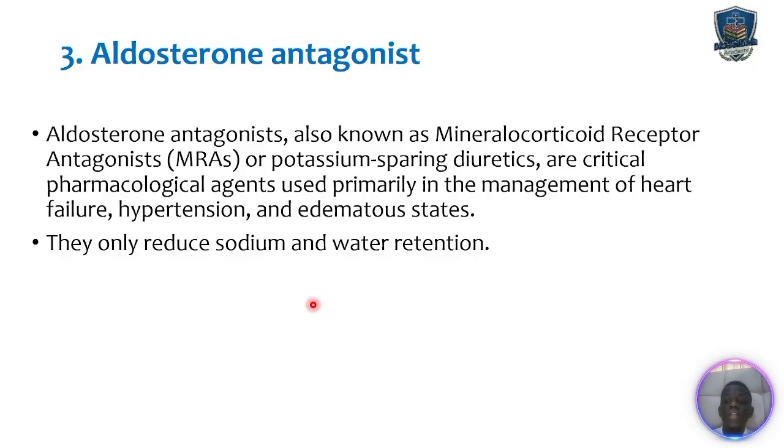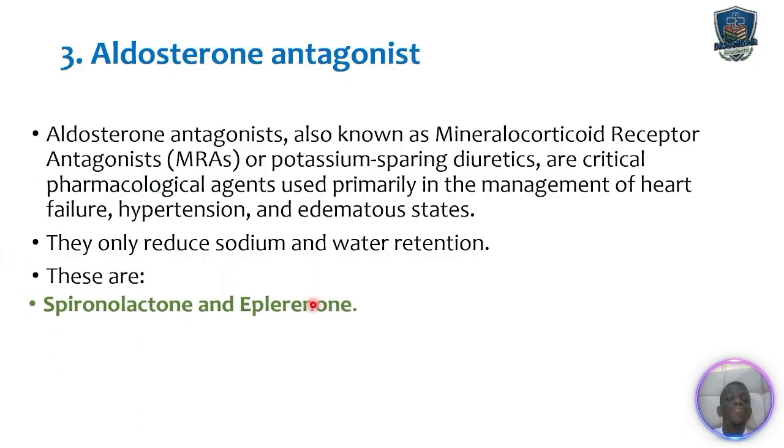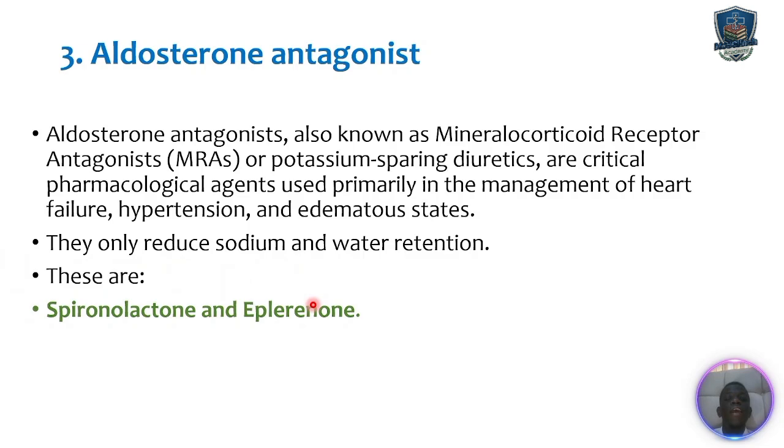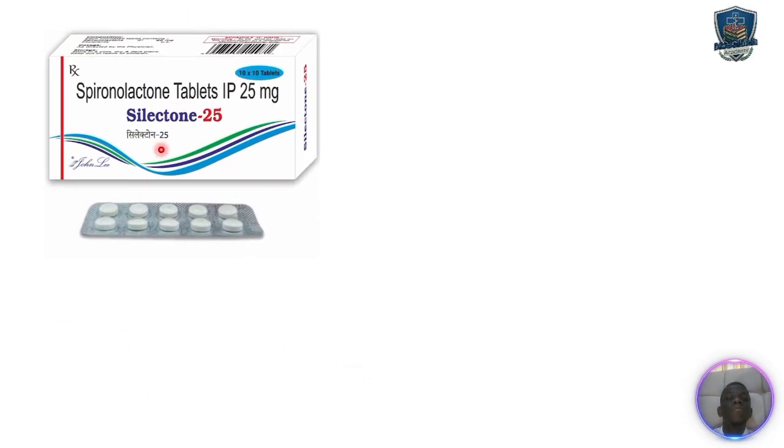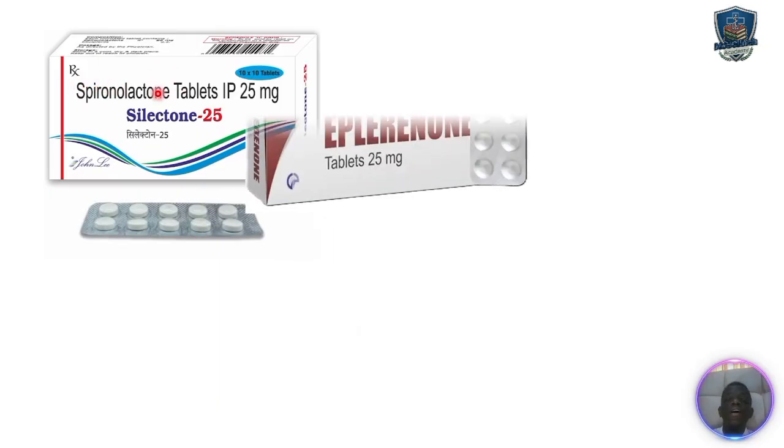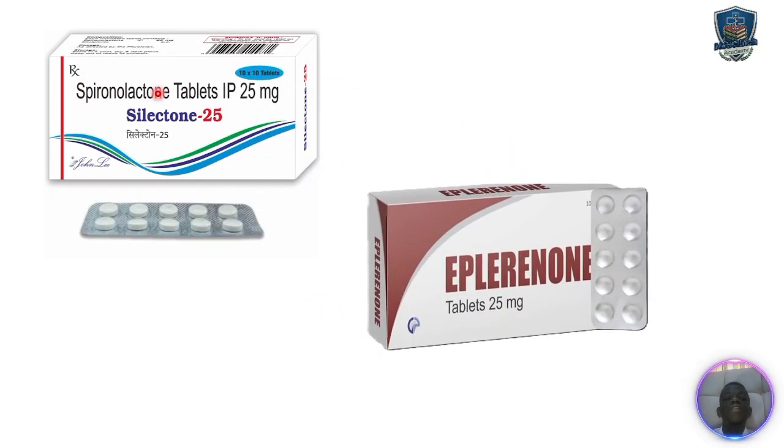So they only reduce sodium and water retention. These are spironolactone and eplerenone. Spironolactone and eplerenone are also called the potassium sparing diuretics because they act against aldosterone. So remember, you have to watch out for hyperkalemia when using those drugs. So these drugs are the aldosterone antagonists, but they can also be called the potassium sparing diuretics. These drugs also can be used when it comes to managing hypertension.